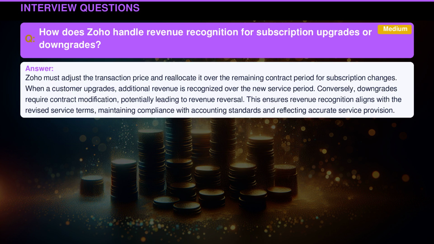For subscription changes, Zoho must adjust the transaction price and reallocate it over the remaining contract period. When a customer upgrades, additional revenue is recognized over the new service period. Conversely, downgrades require contract modification, potentially leading to revenue reversal. This ensures revenue recognition aligns with the revised service terms, maintaining compliance with accounting standards and reflecting accurate service provision.